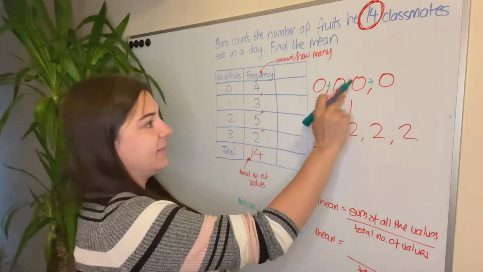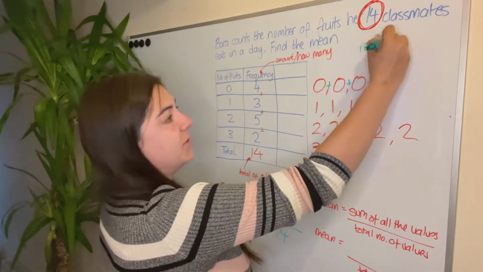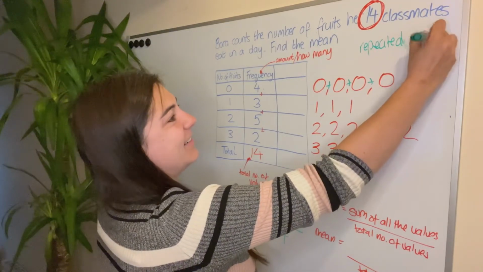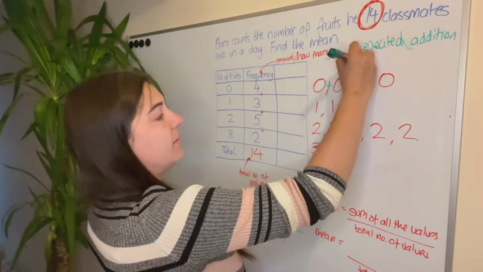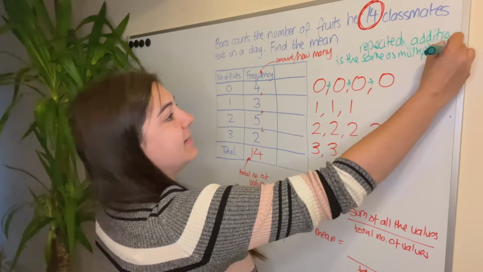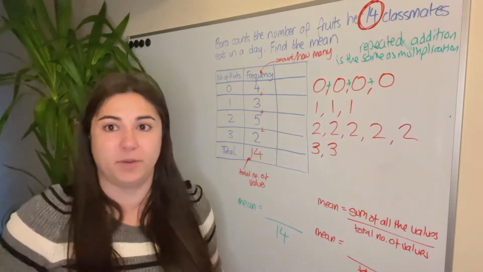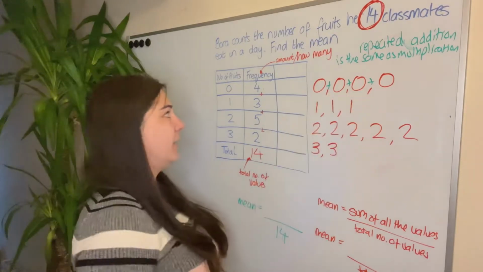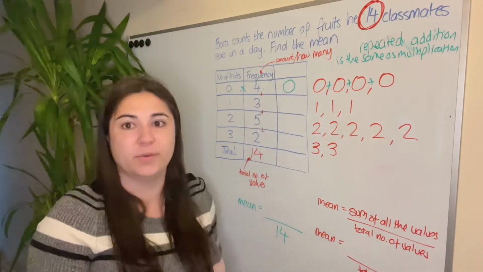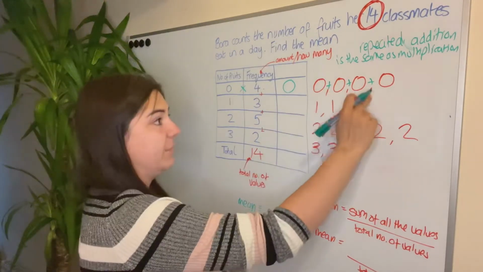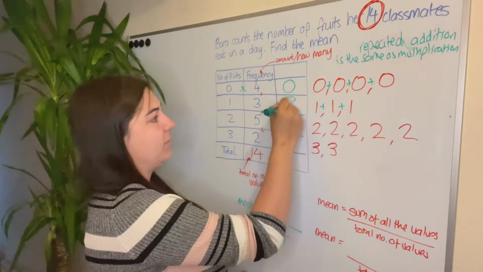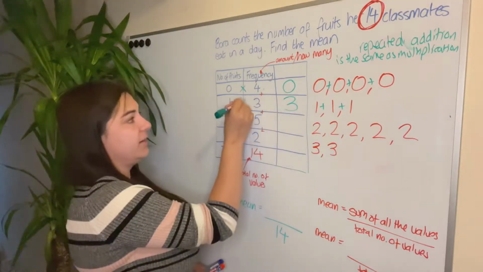So instead of just adding the values together, repeated addition is the same as multiplication. So if you are adding something a certain number of times, it's the same as multiplying that thing. So instead of saying 0 plus 0 plus 0 plus 0, I could have just done 0 times 4, which gives me 0. In total, 0 amount of fruit were eaten by all these people. What would I do to work out the next part? Well, 1 plus 1 plus 1, that gives me 3. But so does 1 times 3.